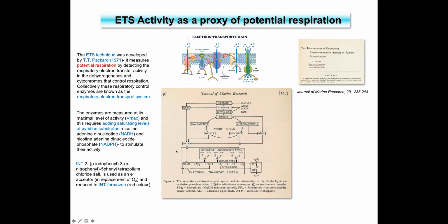And so this is the classical kinetic enzymatic study where you saturate the enzymes with their substrates, NADH and NADPH in this case. In the beginning, it was also succinate, but it has been removed in the latest versions of the method. And then you use an electron acceptor, which is the INT, which replaces the oxygen here and is reduced to INT formazan. So when it is reduced, it produces a red color, and this red color is what you measure in your spectrophotometer. So it's a very simple assay, in fact, and very straightforward to apply.